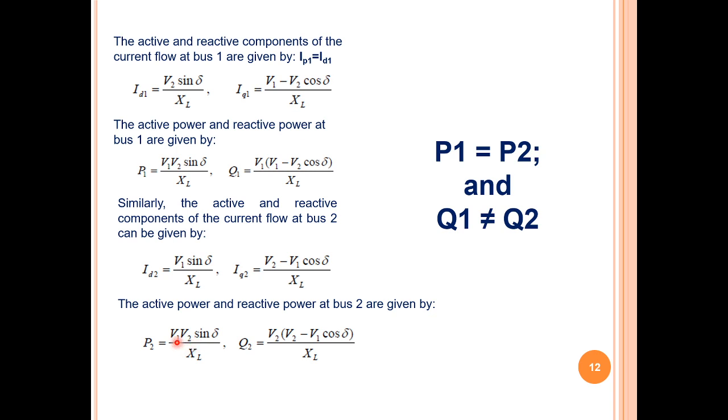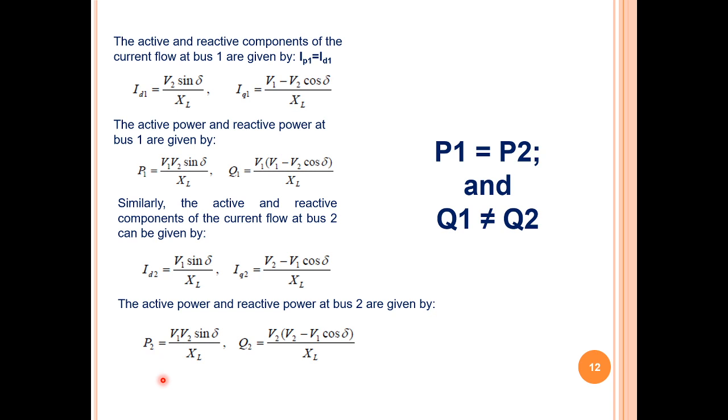From this, what's the value? V2 into IP2 is the value. What's the remaining value? V1 sine delta by x1 is the value of which thing? ID2. That's the only thing they have written. Q2, same portion. V2 into IQ2 is the value of reactive power. Observe this from these particular equations.